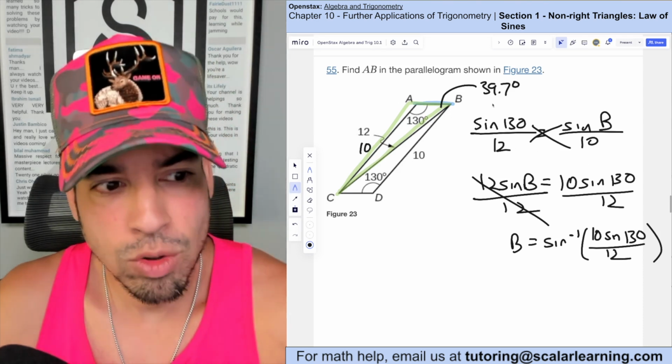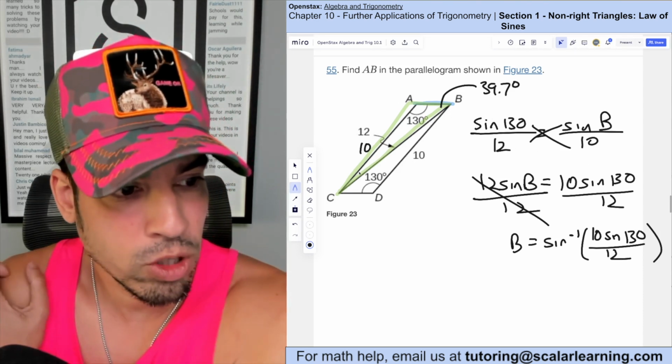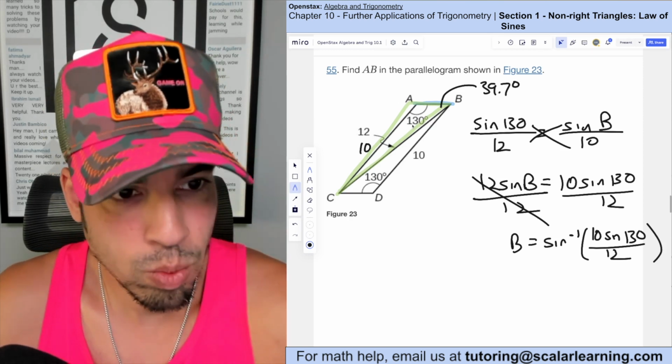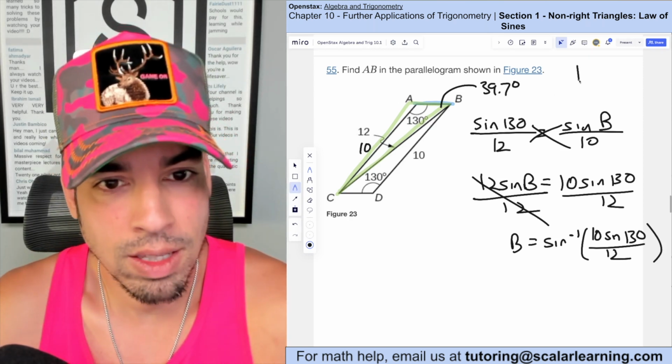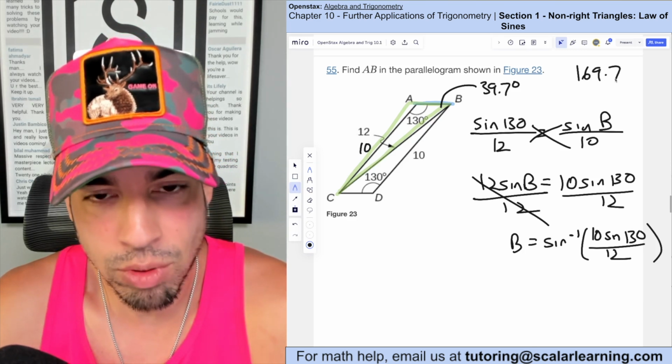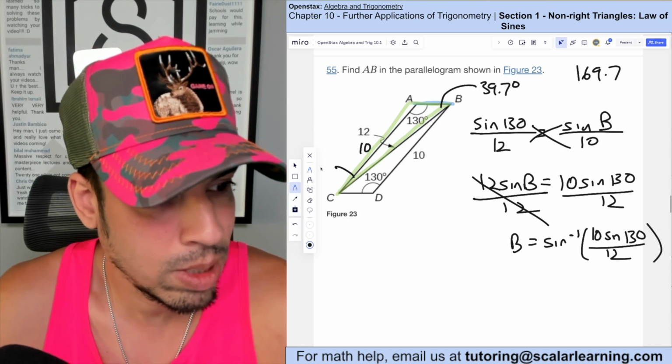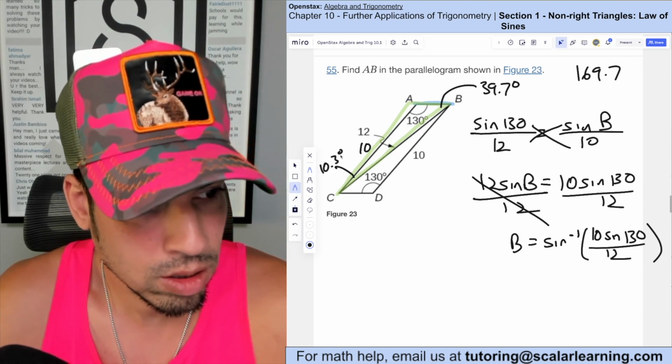Okay, now we can do law of sines again. But first I need to figure out what this angle is here, angle C. Well, if this is 130 and that's 39.7, they add up to 169.7. And all three angles have to add up to 180. That means that this one has to be a little 10.3 degree angle.